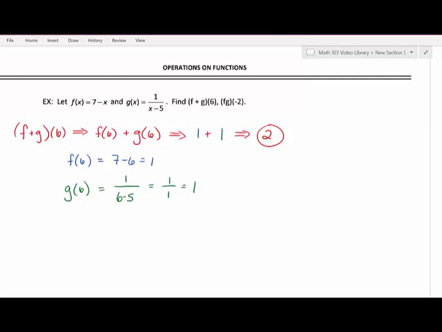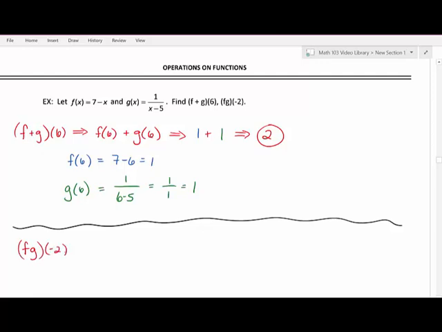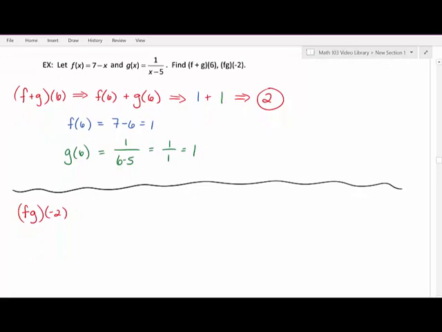We have the same choice with the product function. To find f times g of -2, you could find the product function first and then evaluate it at -2. But I like to think of it as this is going to be f of -2 times g of -2. I'll find those two values and then multiply them together. Finding f of -2, it's going to be 7 minus a -2, which is 9.